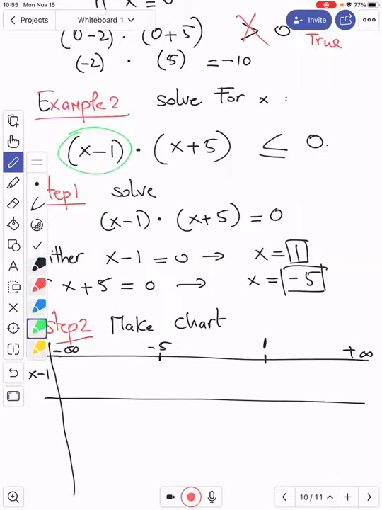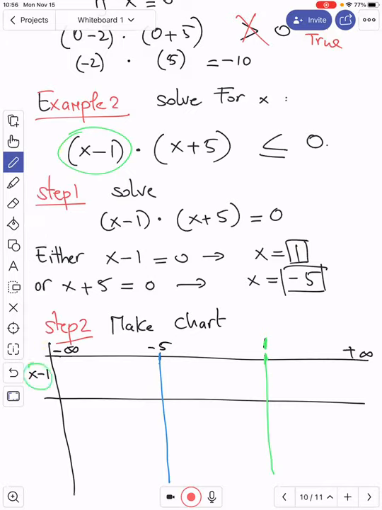And so again, this green line is supposed to represent x equal to 1, because that's where x is 1. On the right side, this blue line represents, of course, x equal to -5.